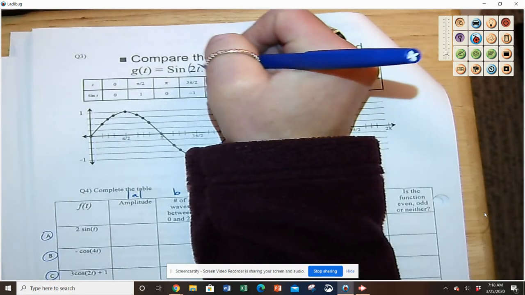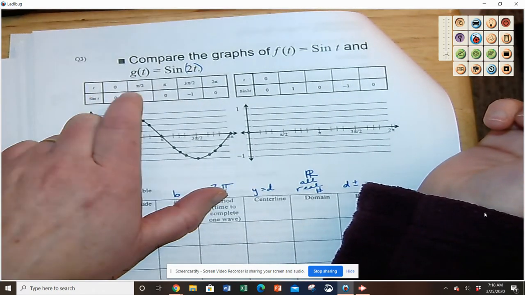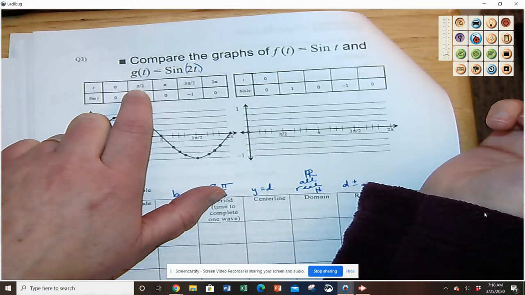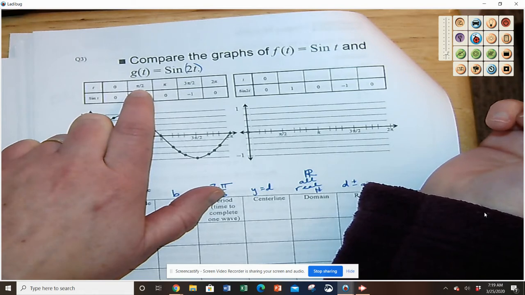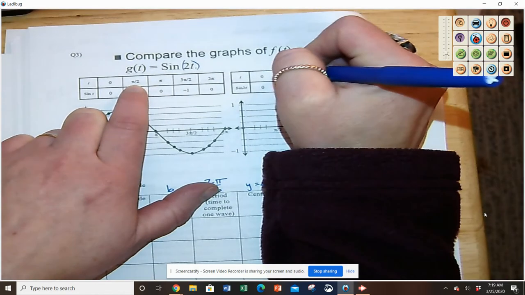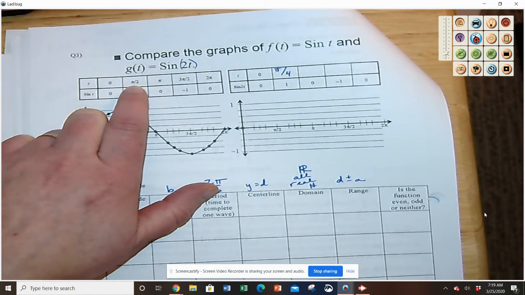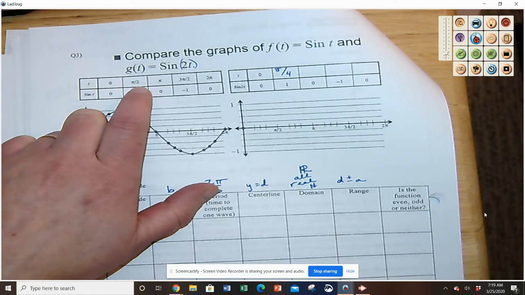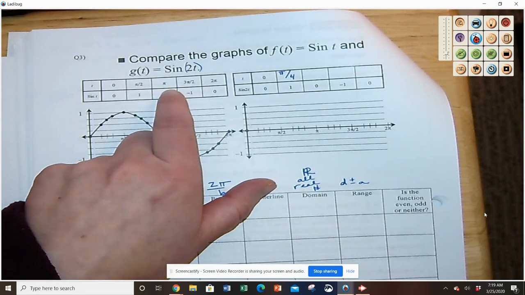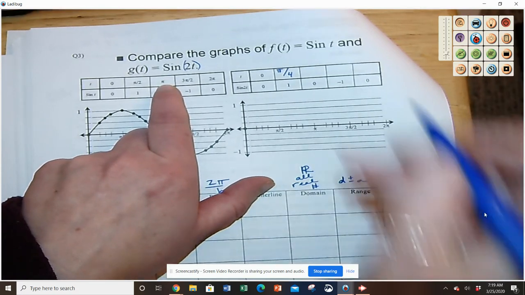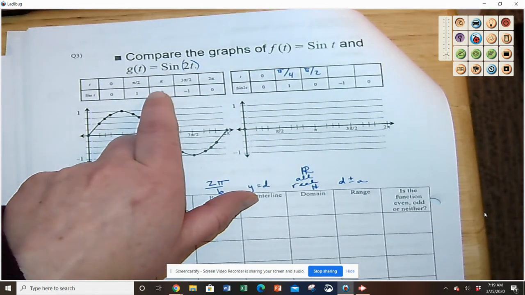So I want to know, what do I multiply by 2 to get pi over 2, so that my maximum value is 1? If you think about it, that's going to be pi over 4. So you're going to have pi over 4 times 2, and that'll get you pi over 2, so then your output is 1. And what do I multiply by 2 to get pi? That's going to be pi over 2. 2 times pi over 2 is pi, and then the output would be 0.